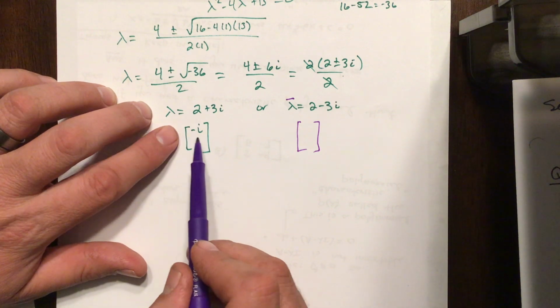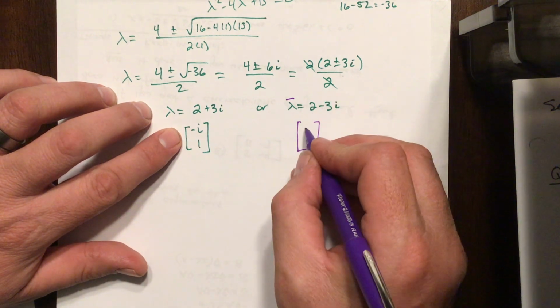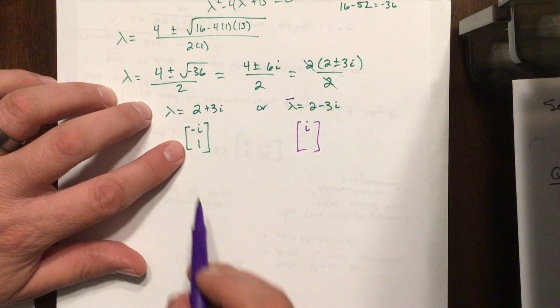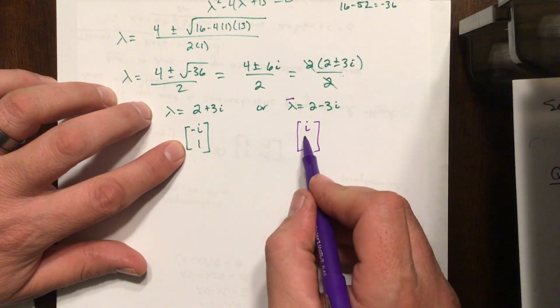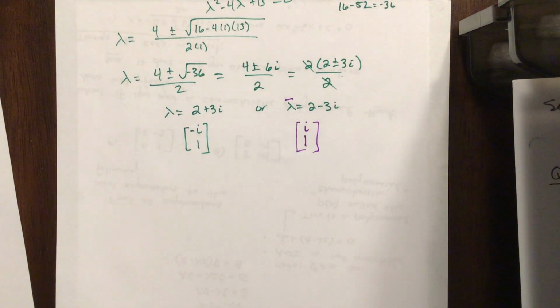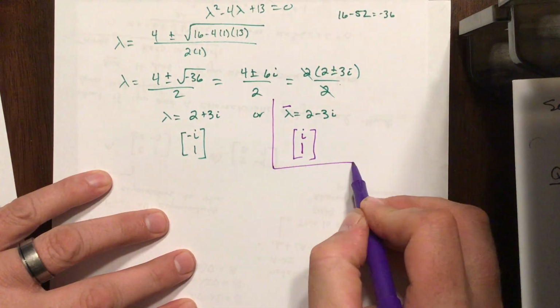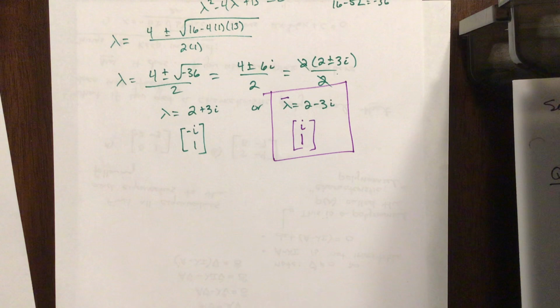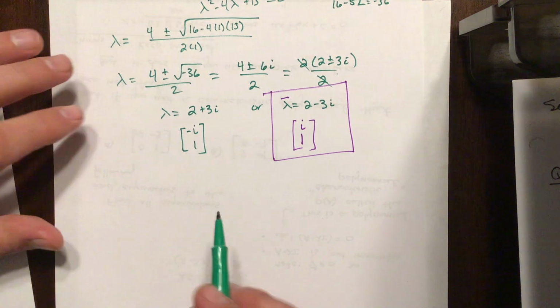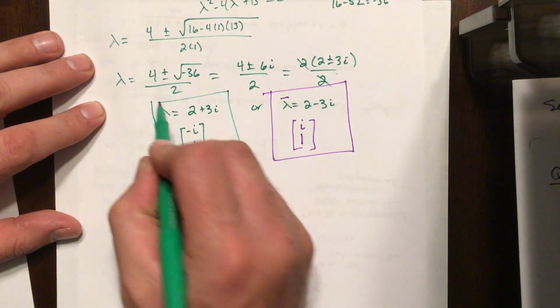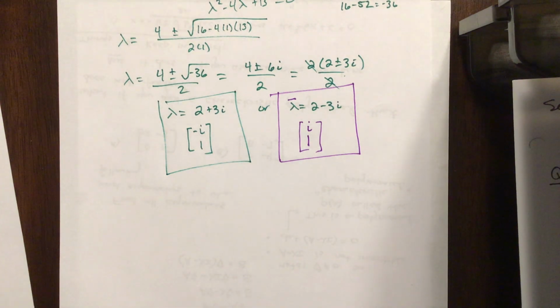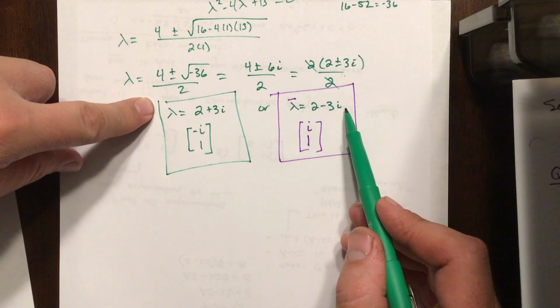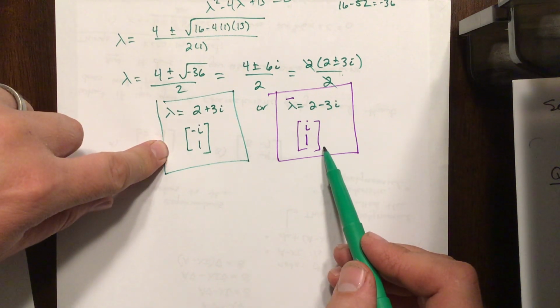So 0 minus i is in the first slot, so this will be a positive i. This is 1 minus 0i, so I get 1 plus 0i in the second component. And here is my second eigenvalue, eigenvector pair. So the problem's done. These are all the eigenvalues, and these are their corresponding eigenvectors.